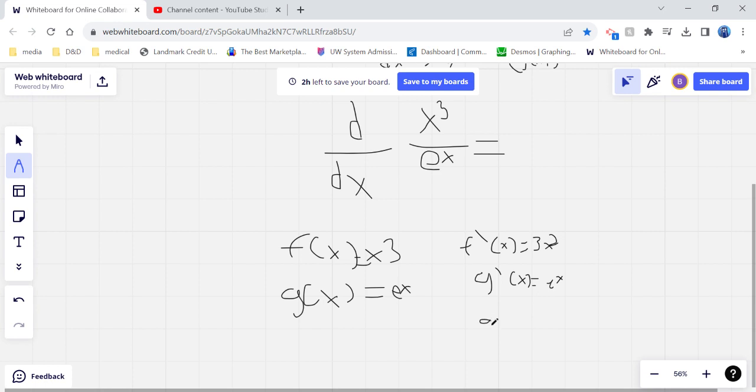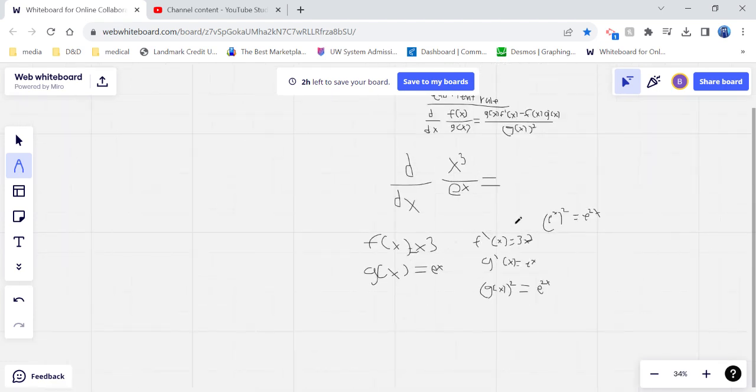And we'll define g squared right now too. So g of x squared would equal e to the 2x, right? Because you multiply that exponent, right? Because e to the x, squared, would equal e to the 2x. So now we have low d high minus high d low over low squared.